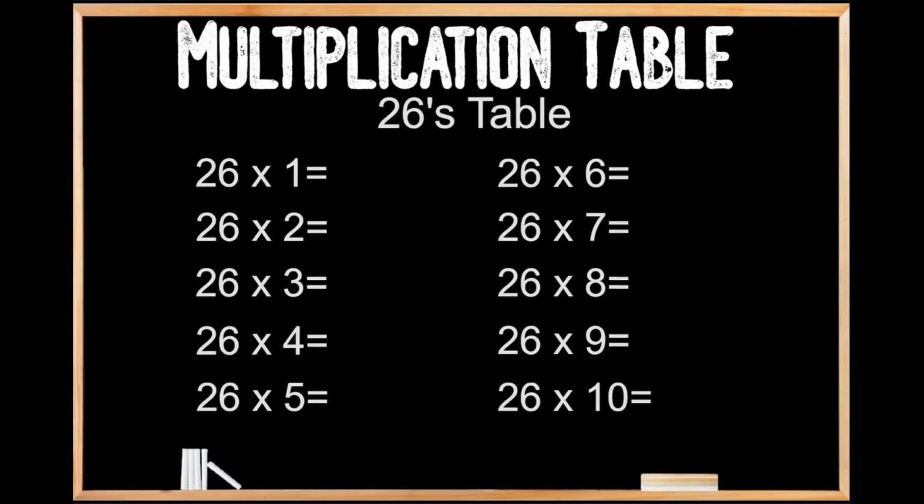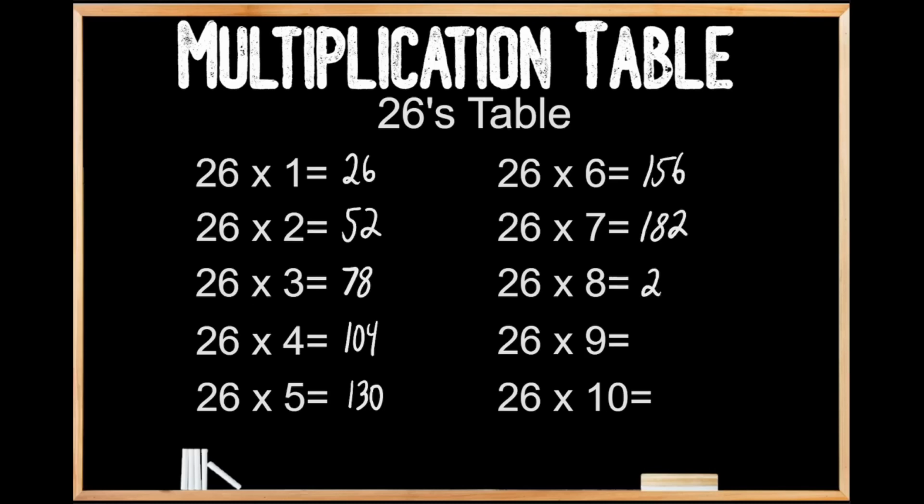26's table. 26 times 1 is 26. 26 times 2 is 52. 26 times 3 is 78. 26 times 4 is 104. 26 times 5 is 130. 26 times 6 is 156. 26 times 7 is 182. 26 times 8 is 208. 26 times 9 is 234. And 26 times 10 is 260.